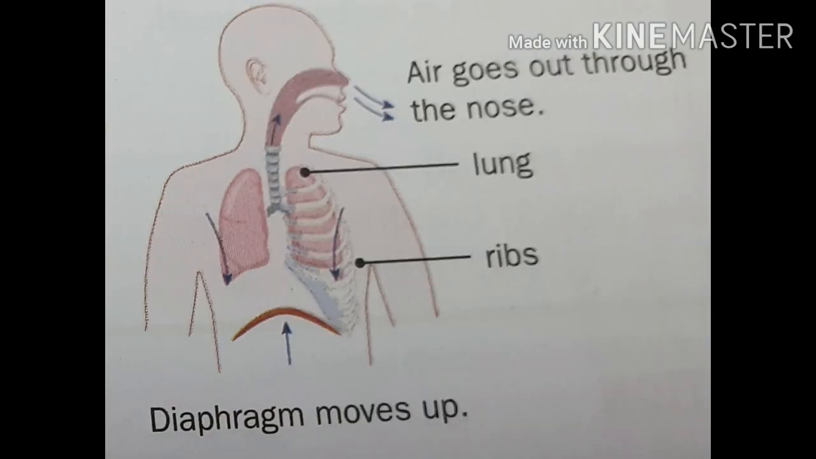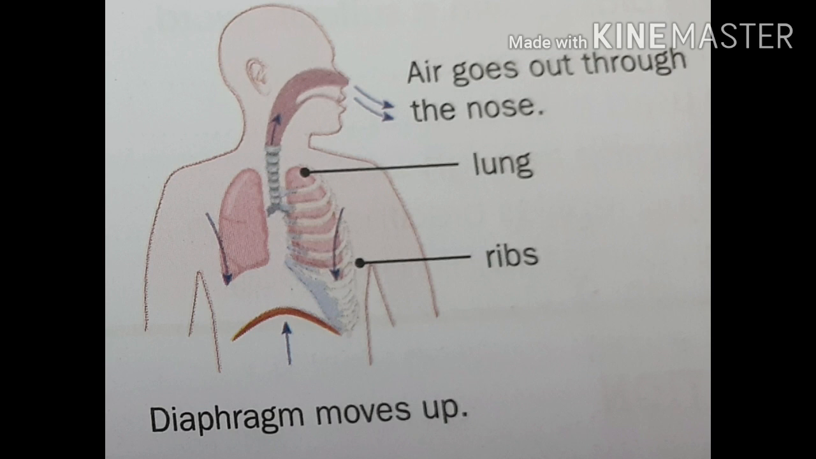Now, the reverse happens during exhalation. That means the air goes out through the nose, and this process is called exhalation. Can you see the picture? The diaphragm now moves up and the ribs move inwards. Thus, the air that is inside comes out through the nose.